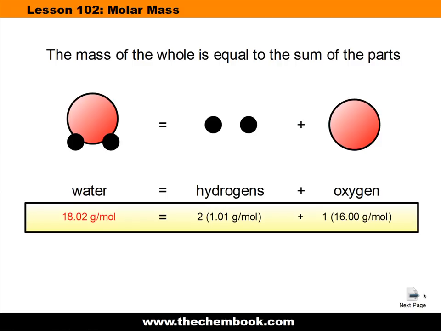So hydrogens each weigh 1.01 grams per mole, and then oxygen is 16.00 grams per mole. We add those together and we get 18.02 grams per mole, or the molar mass of water is 18 grams per mole.